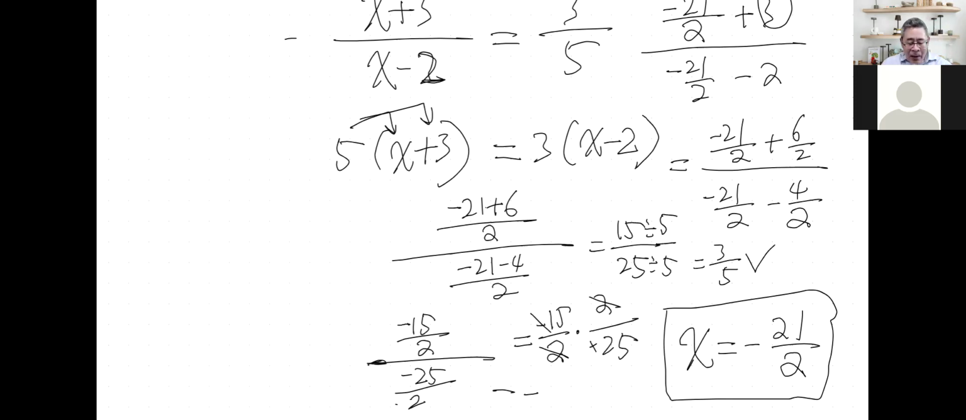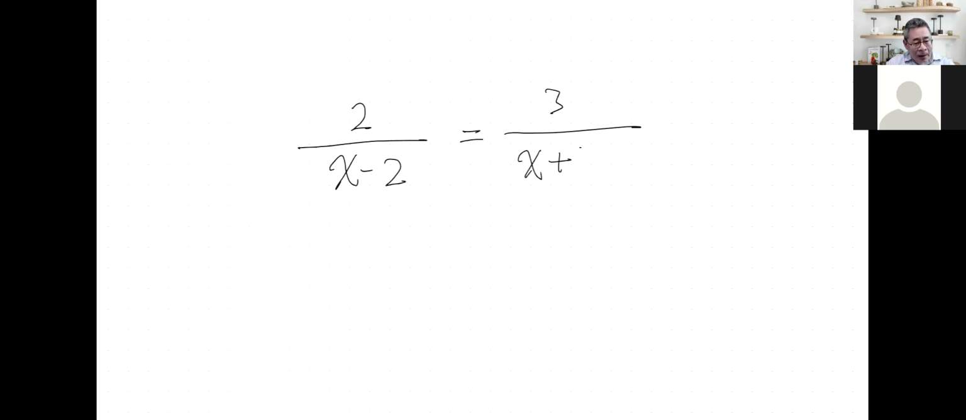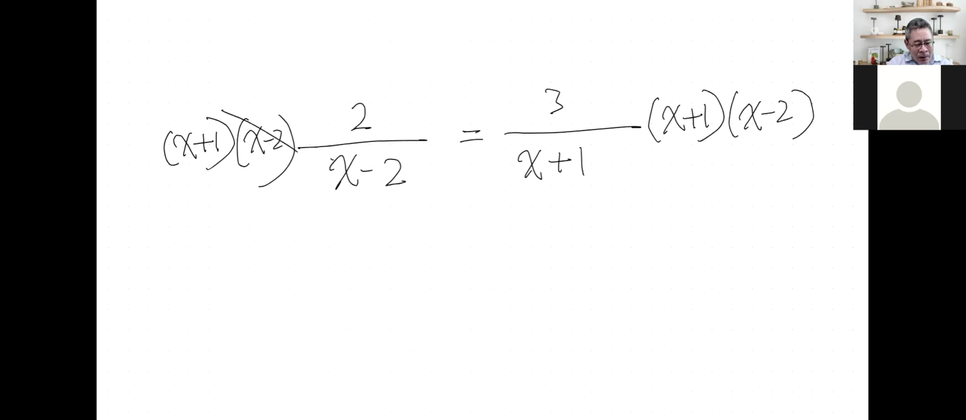Okay, so this is one kind of rational equation. And another kind is like this, equals 3 over x plus 1. So they're on different sides. And we do the same thing. Multiply by x plus 1 times x minus 2. Here is x plus 1, x minus 2, so x minus 2 cancels. We got 2 times x plus 1. The other side, that cancels. We got 3 times x minus 2.